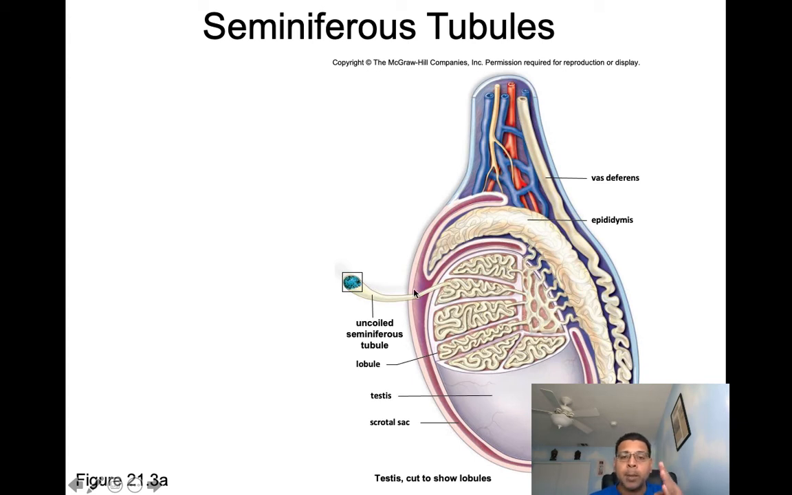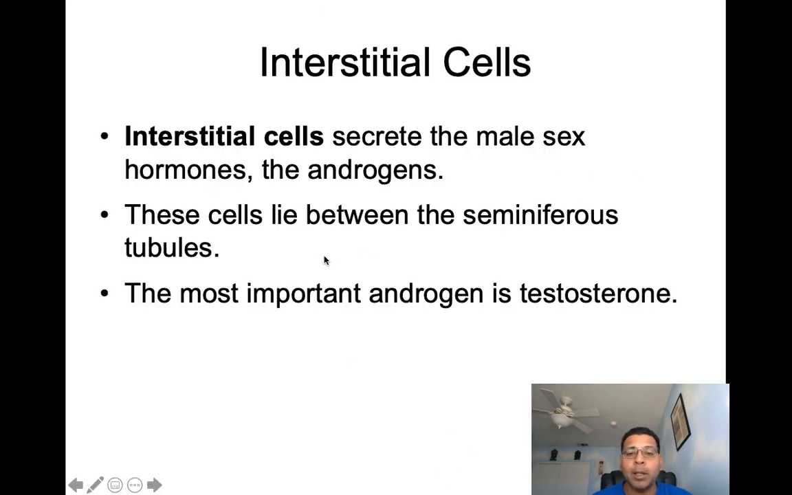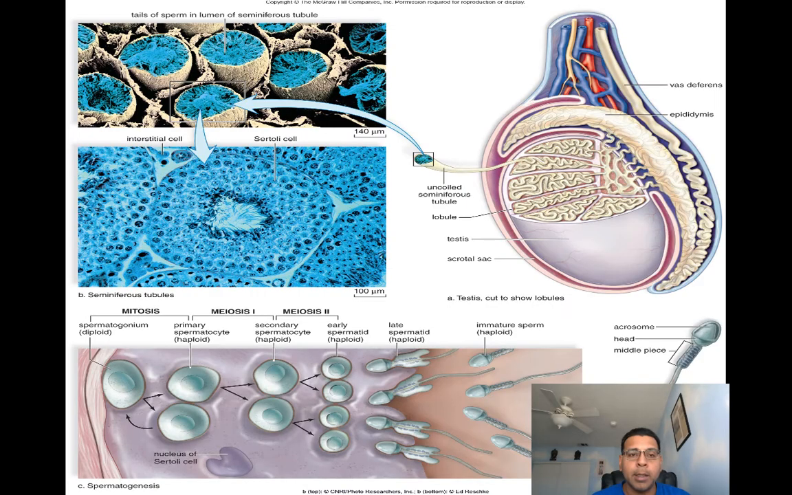So if we were to get this seminiferous tubule and make a cut through it and open it up and look at it like we're doing right inside of here, this is what that would look like. We'd see so many tubules in there. We cut one of those tubules. This is what the inside is going to look like.